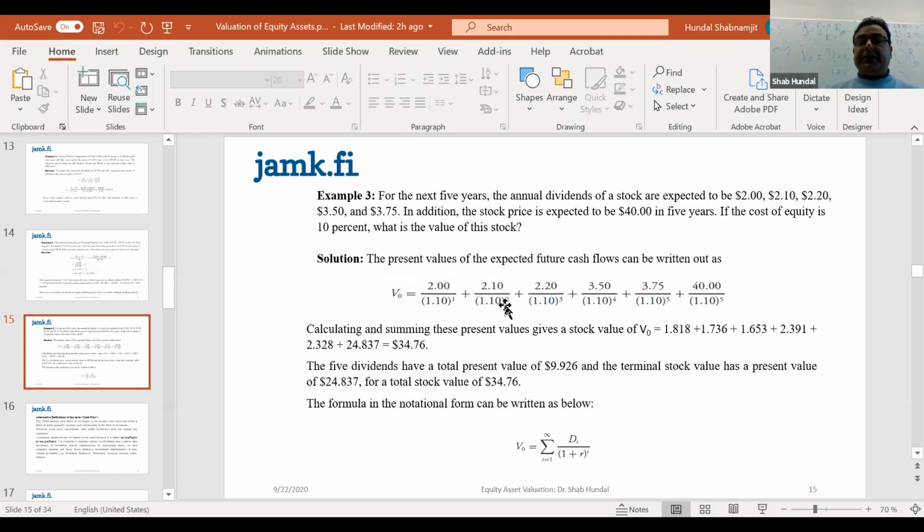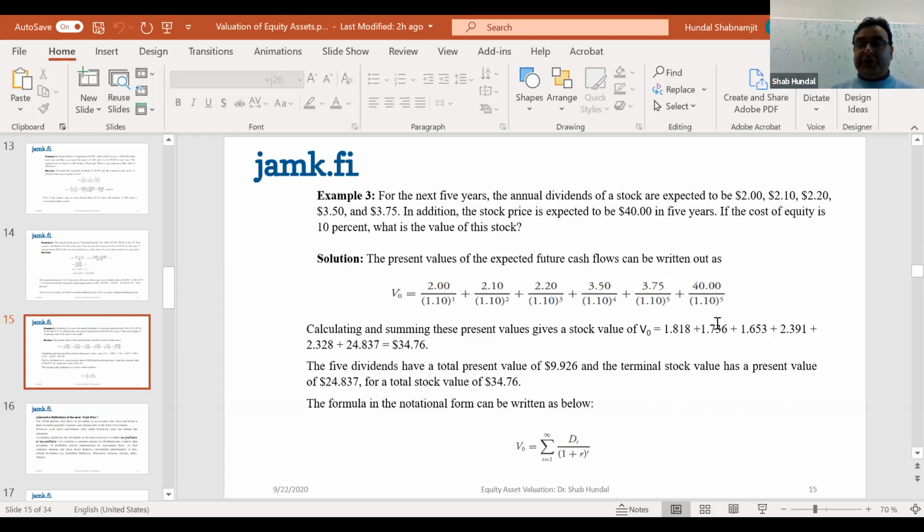And basically you do this. In the first year, you only get dividend. In the second year, you only get dividend. Third year, you get dividend. Fourth year, you get dividend. Fifth year, you get two things. You get dividend plus you get the value of your stock.